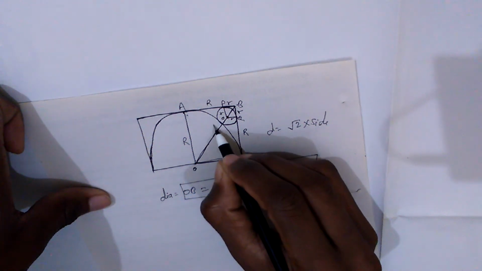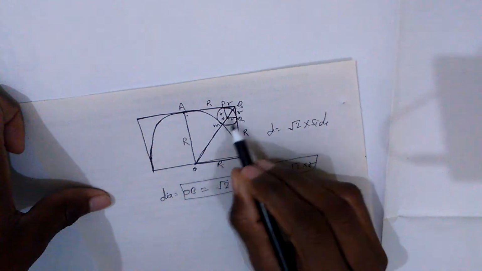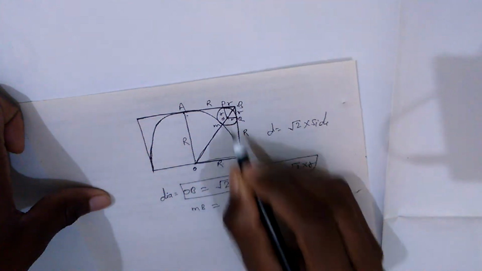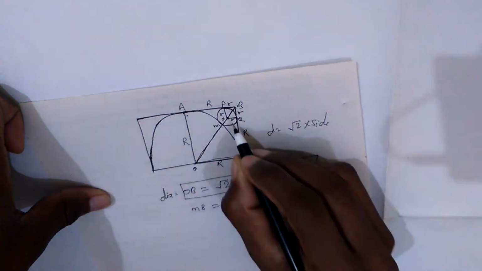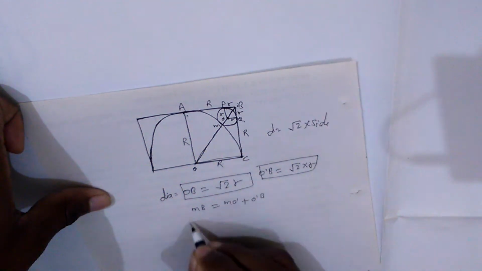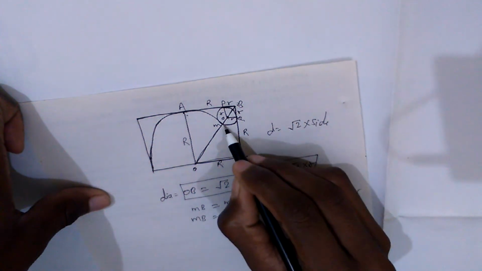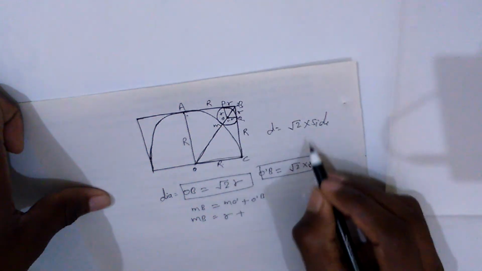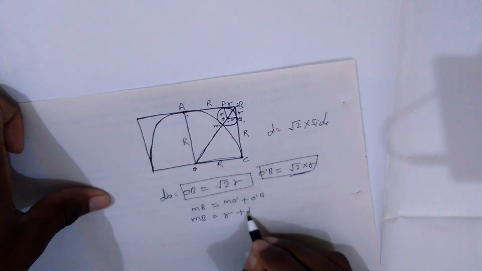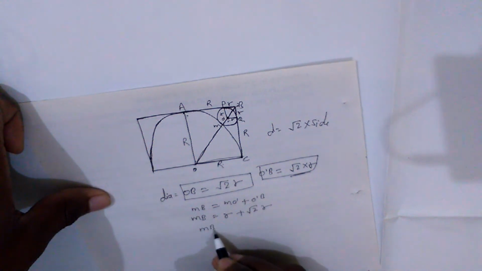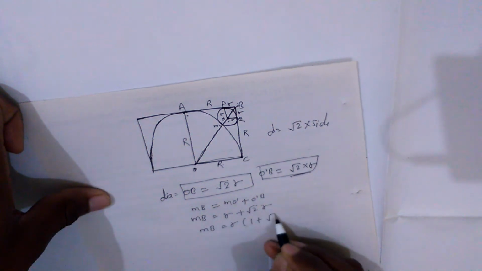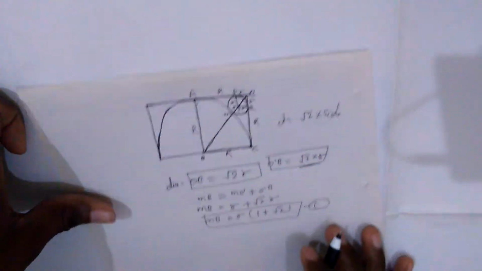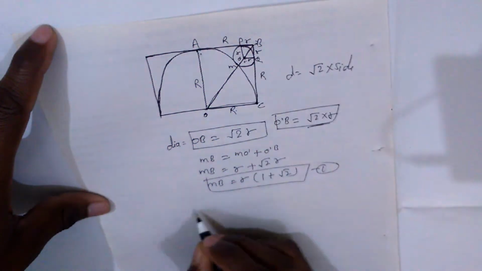And we take a point M. So what is MB equals to? MB equals to MO dash plus O dash B. That means MB equals to MO dash equals to r, plus O dash B equals to diagonal, root 2 r. We take r common, then r times 1 plus root 2. This is MB, and this is the first equation we are taking.